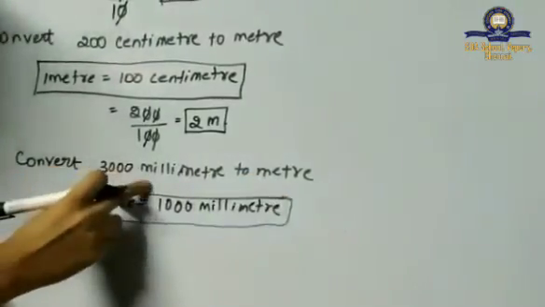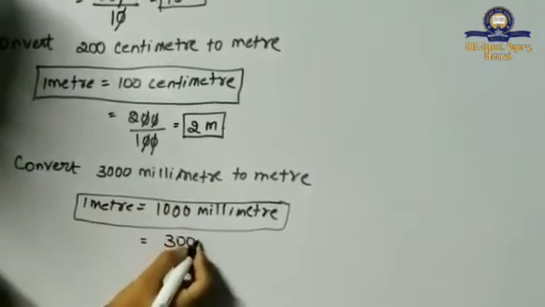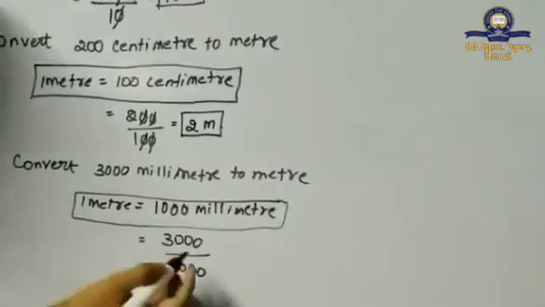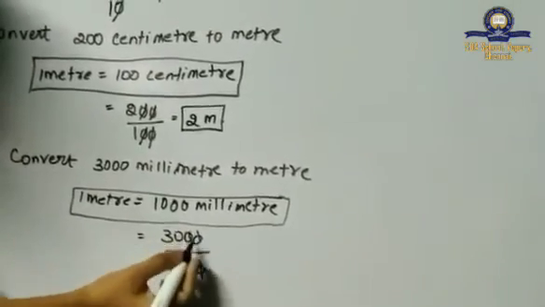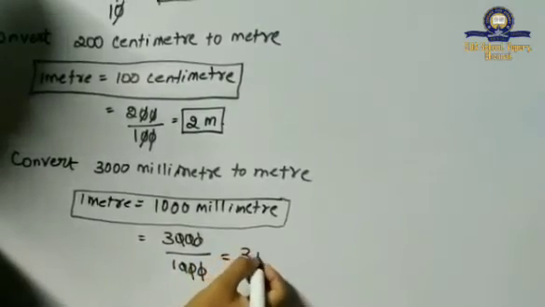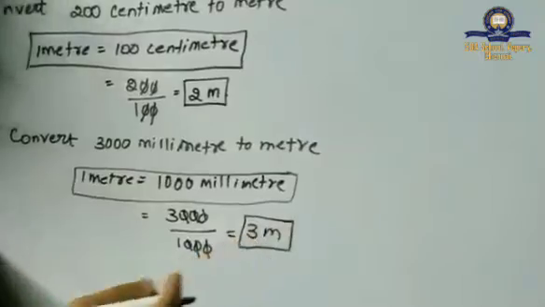So if you want to convert millimeter in terms of meter, you are going to divide the value 3000 by 1000. So when we divide 3000 by 1000, you are going to cancel the zeros and you will be getting 3 meter. So this is the answer for conversion of millimeter to meter.